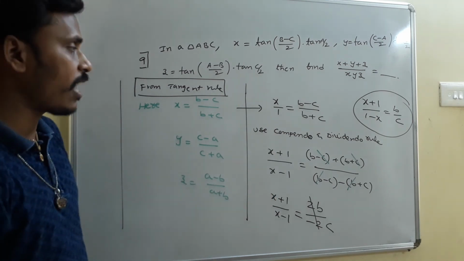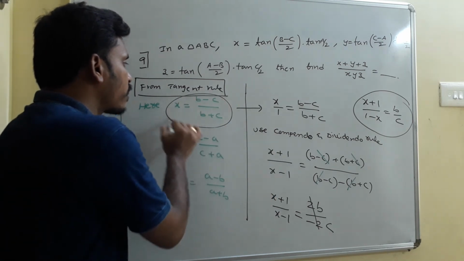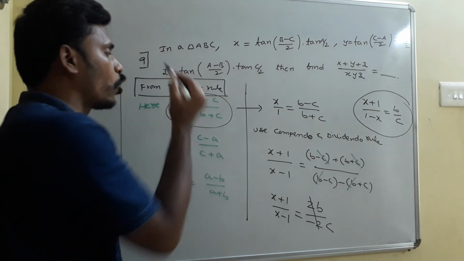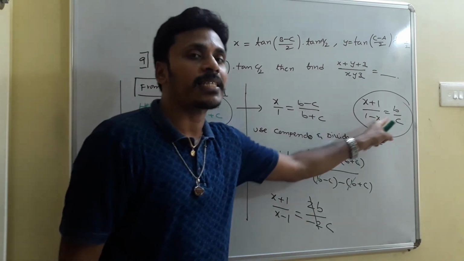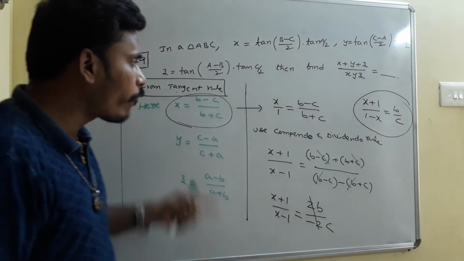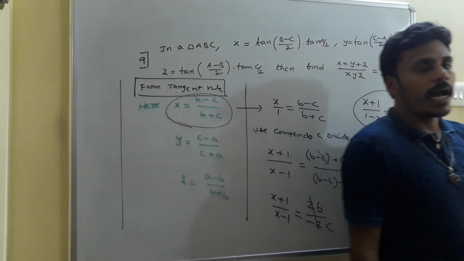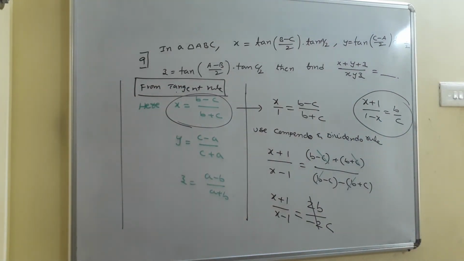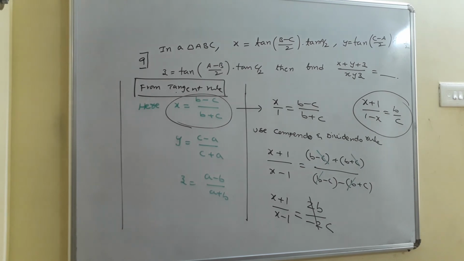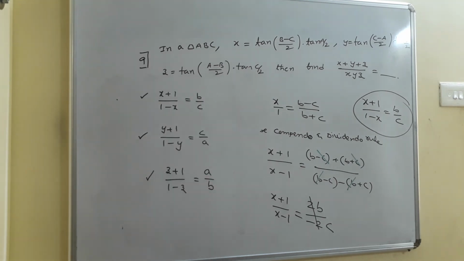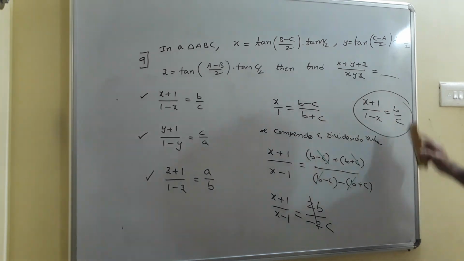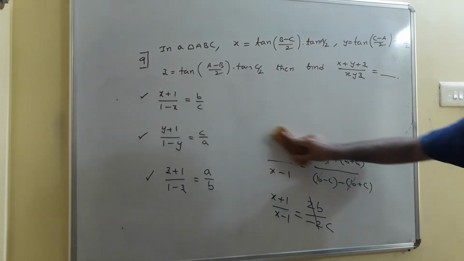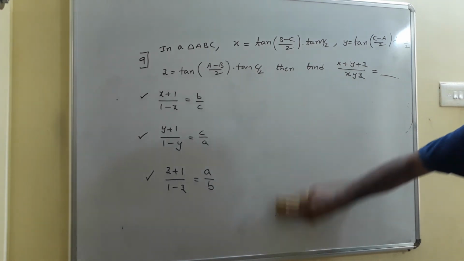Very important task it is. Just take x as (b minus c) by (b plus c) from the tangent rule and apply componendo and dividendo; I get (x plus 1) by (1 minus x) as b by c. Similarly, I need to find (y plus 1) by (1 minus y) and (z plus 1) by (1 minus z) also. So (x plus 1) by (1 minus x) is b by c, as we found from x. Similarly, (y plus 1) by (1 minus y) is c by a and (z plus 1) by (1 minus z) is a by b.